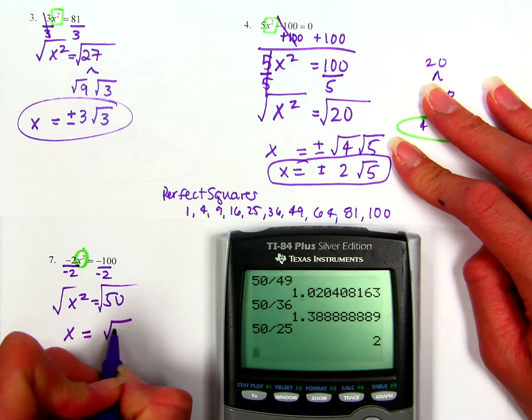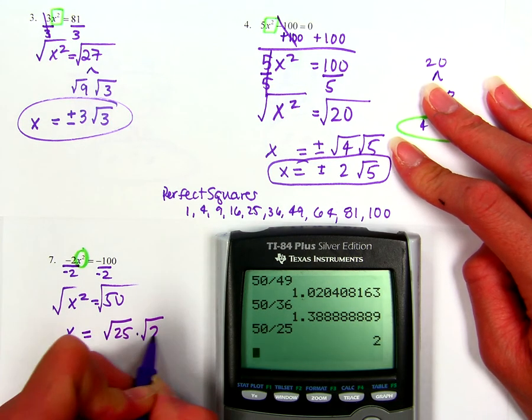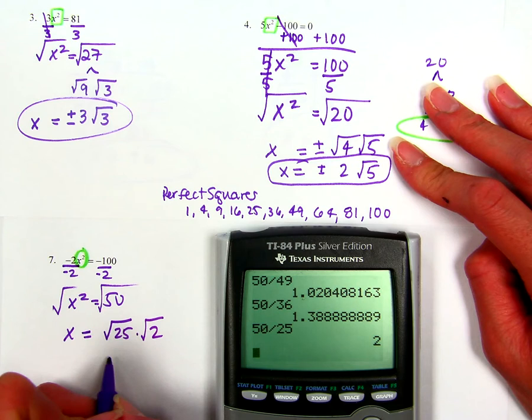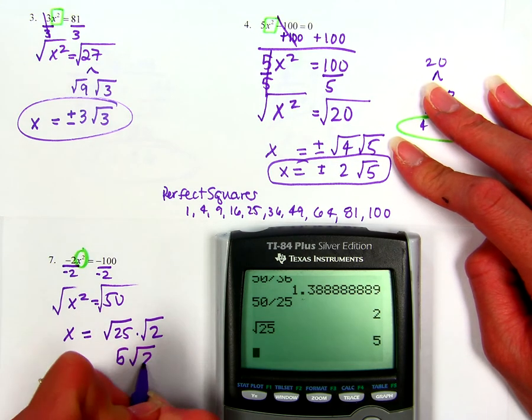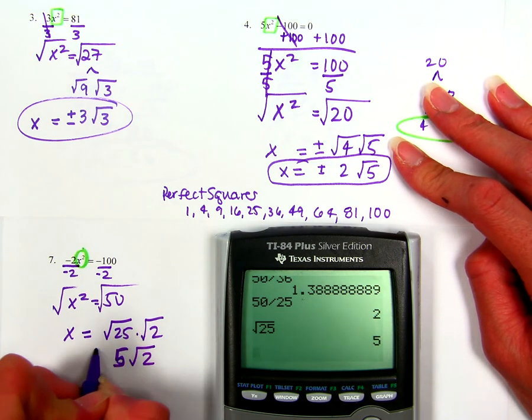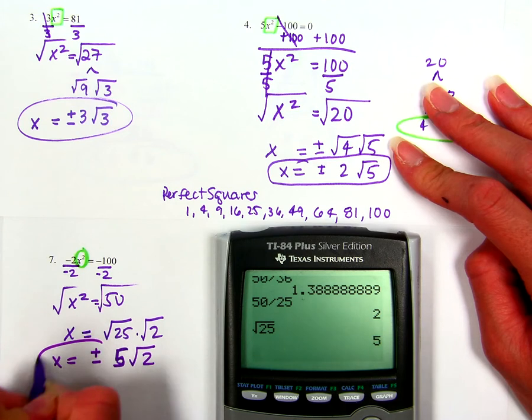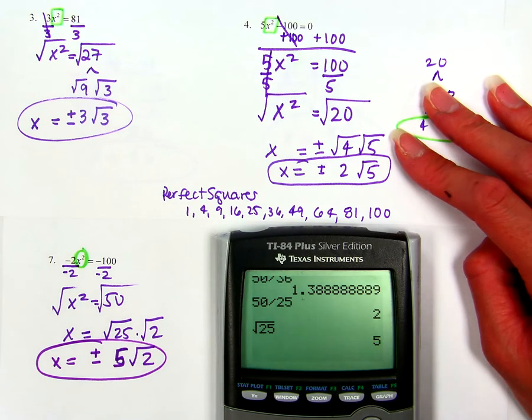So it's square root of 25 times 2. That's the same thing as 50. The square root of 25 is 5. And so it's 5 radical 2. And this is a plus or minus. Remember, you should always have 2 solutions.